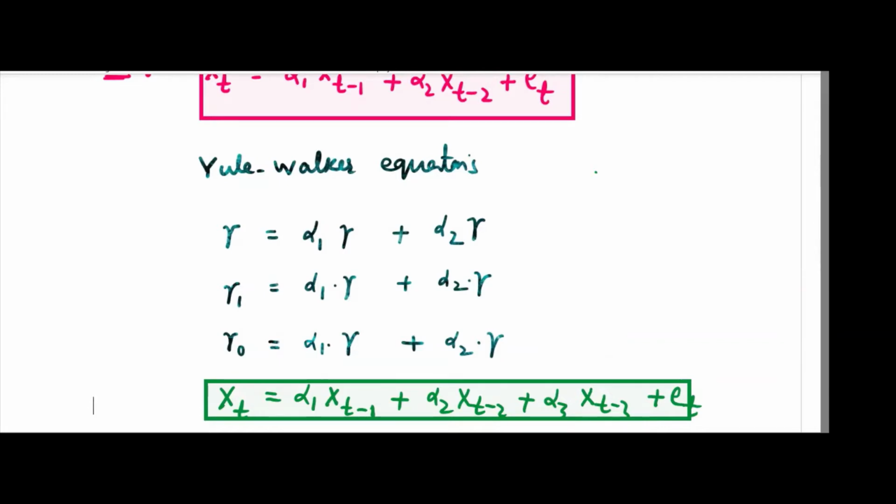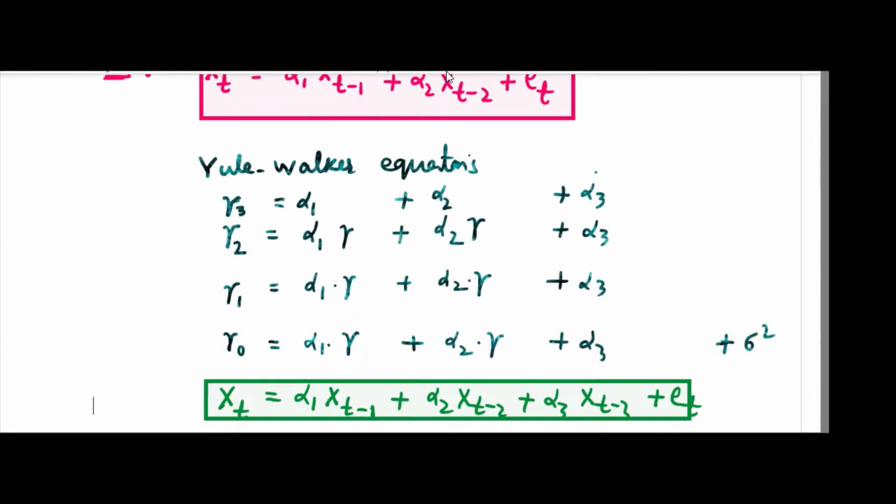So I have to add one more, gamma 3 here, okay? Gamma 3, gamma 2, gamma 1, gamma naught. Here also I'll write alpha 1, alpha 2, and then alpha 3. Plus extra term sigma square.